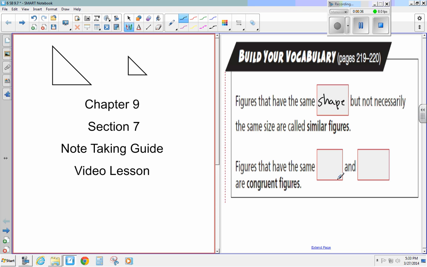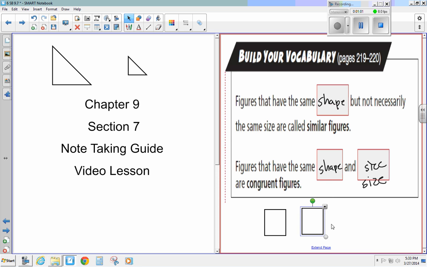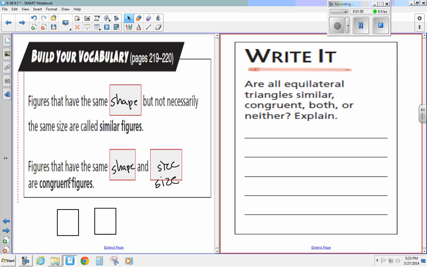Figures that have the same shape and size are called congruent figures. So basically, let's make a rectangle. There's a shape, and this is a congruent shape. They are exactly the same shape and exactly the same size.